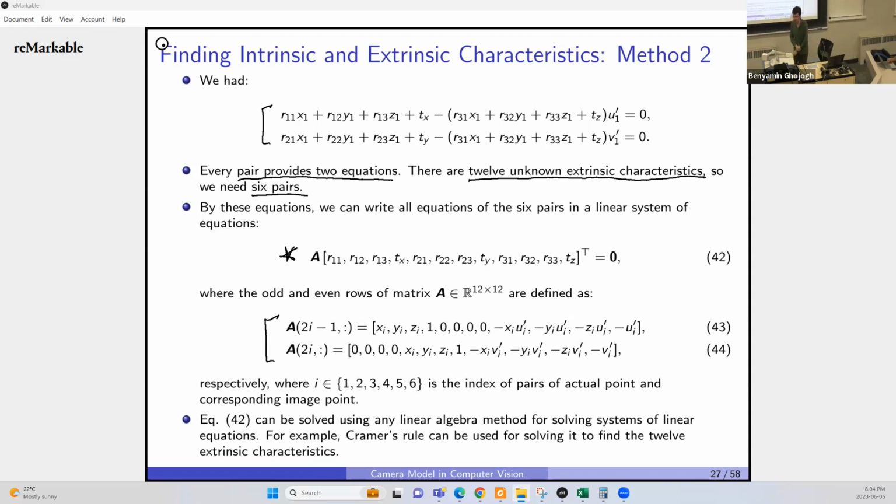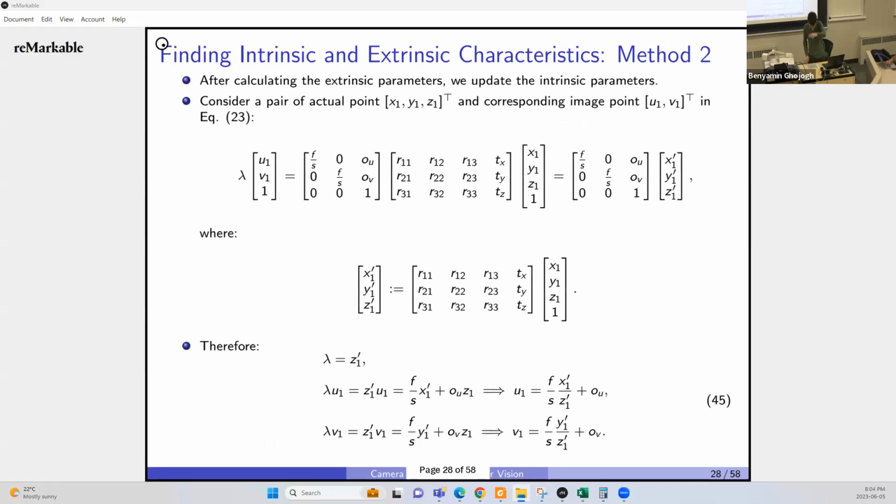And we will have a system of linear equations for 6 pairs. Then we can use linear algebra methods, such as Cramer's rule, to find the unknowns here. All of these are unknowns, the extrinsic parameters: R11, R12 up to R33, also Tx, Ty, Tz. So R11 to R13, Tx, R21 until Ty, R31, R32, R33, and Tz, all of them. So we found this in this iteration.